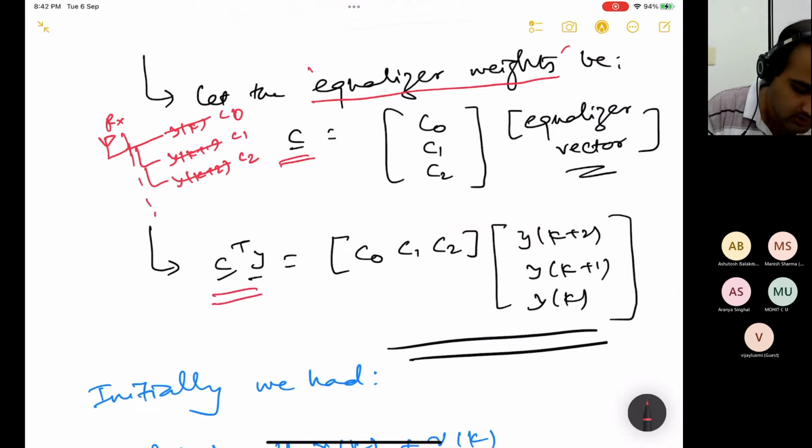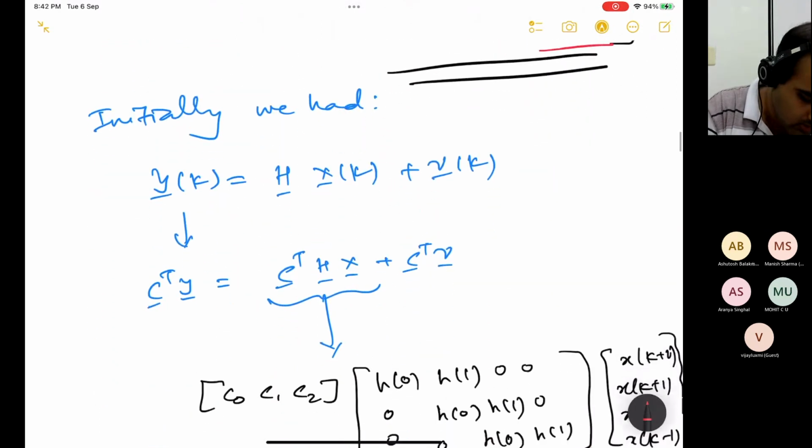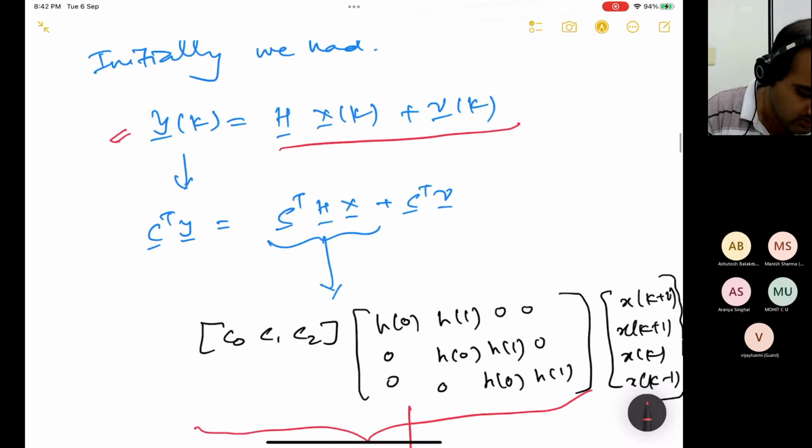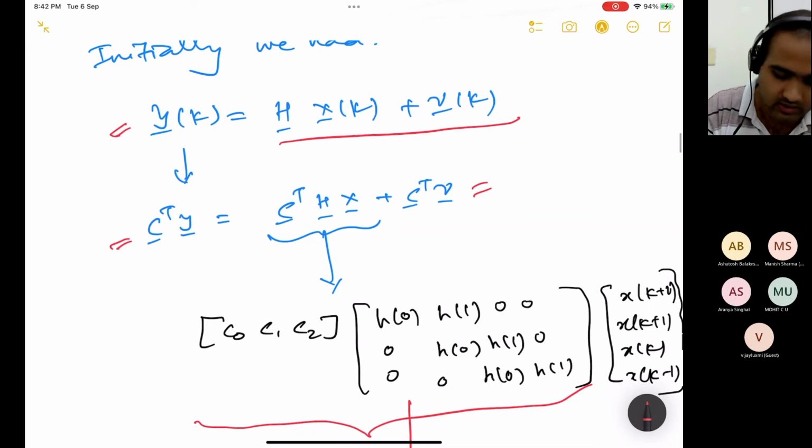So C transpose Y can be written with the C vector and this Y vector. Initially, what did we have? We had Yk is Hxk plus Vk. And now we have C transpose Y, which can be expressed as C transpose Hx plus C transpose V. I am just multiplying by C transpose on the LHS and RHS.